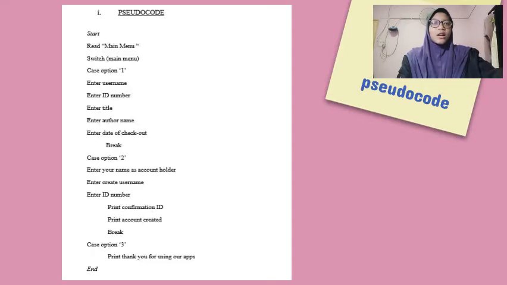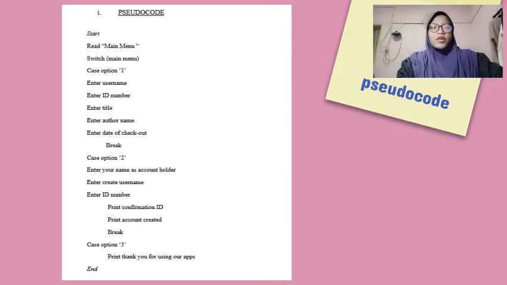Okay, there is one thing that we need to know about pseudocode, which is IPO. What is IPO? IPO: I stands for input, P stands for processing, and O stands for output. After we identify this IPO, then we can start doing our pseudocode. For doing this pseudocode, there are some rules: we need to start with start and we need to finish it with end. The type of pseudocode that we are using is switch.